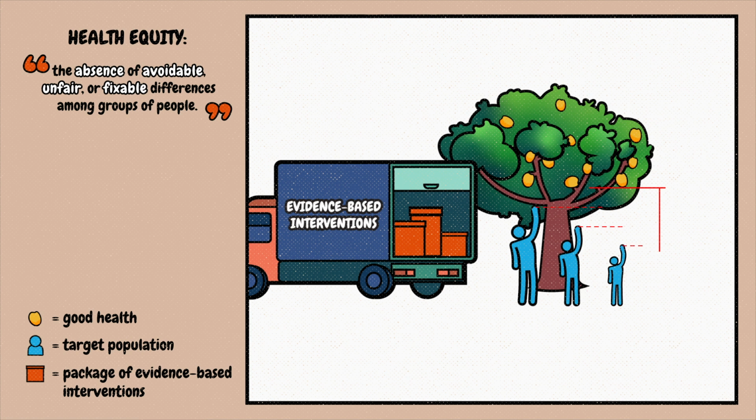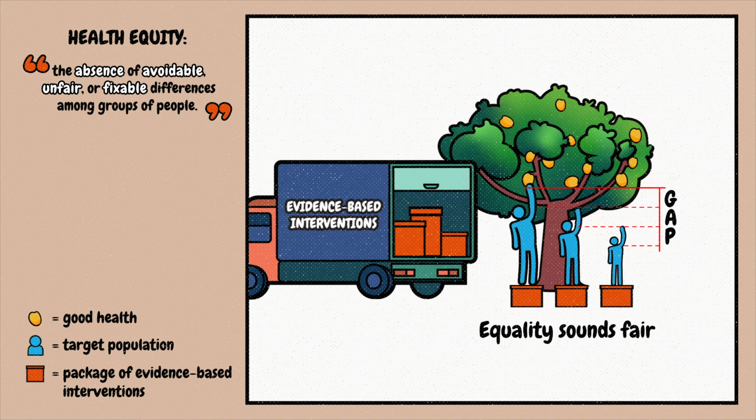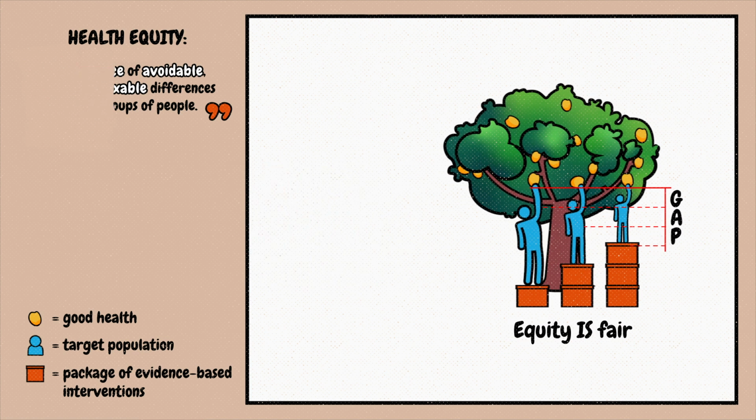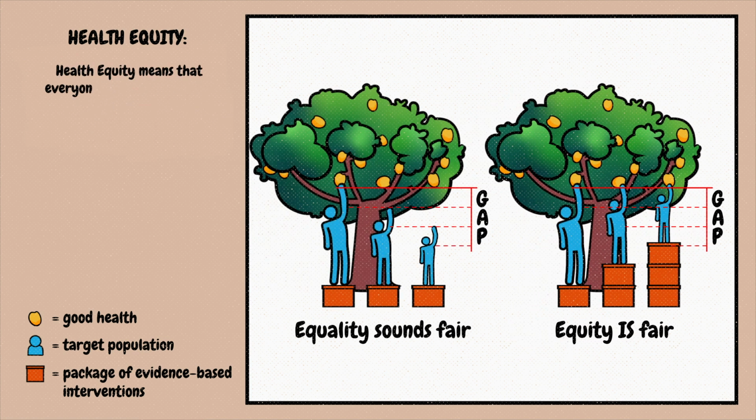But there are differences in health and differences in opportunity for health between the population groups. In this example, height represents these differences. Some groups have a bigger gap to good health than others. When delivering services, equality sounds fair, but equity is fair. Health equity means that everyone has a fair and just opportunity to be as healthy as possible.